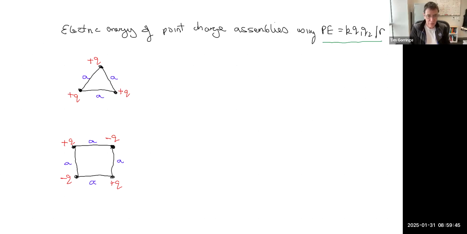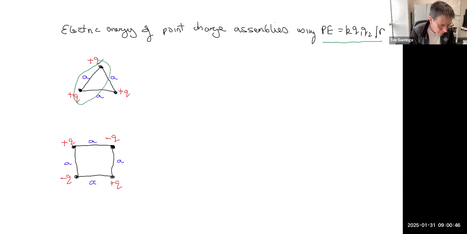Let's start with the triangle, and we'll move on to the square. Triangles are a little bit simpler because there's a smaller number of pairs. Squares are a little bit more complicated because there's a greater number of pairs. The triangle is also simpler because we'll discover the pairs all involve the same charges and all involve the same distances, where in the square we'll discover that some pairs have different separations and some pairs have different combinations of positive and negative charges. So for the triangle, here's an example of one pair.